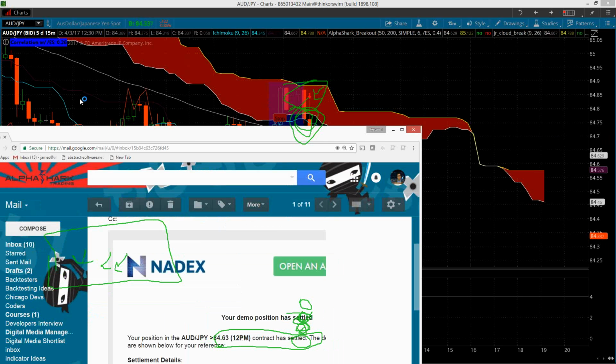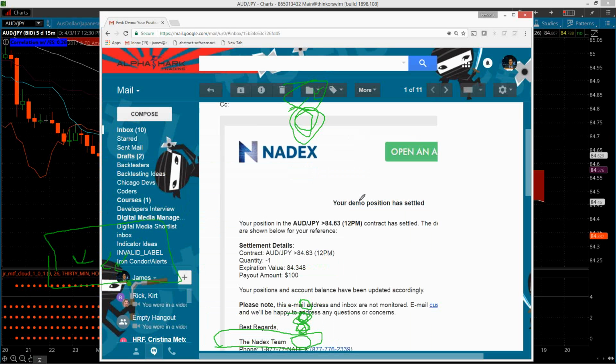And here's the trade that I took this morning. I sold the 84.63 12 p.m. binary options, and we closed below that. So I collected the whole profit, right?